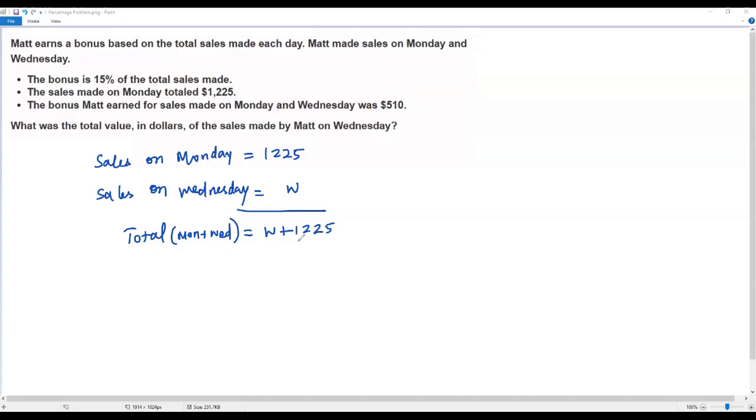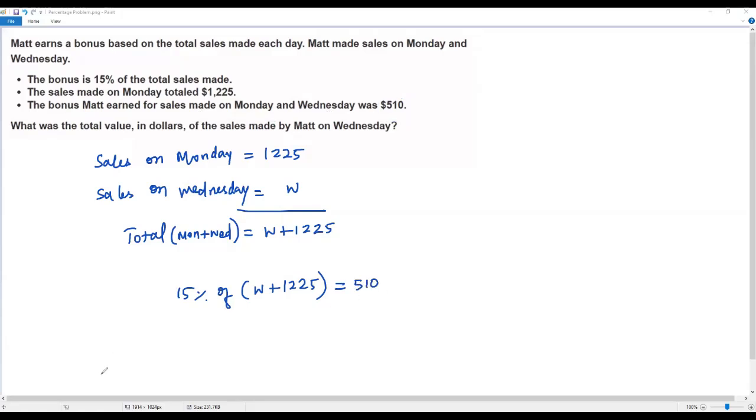Okay, already we got the total sales for Monday and Wednesday in terms of W, that is W plus 1,225. And also 15% is the bonus for the total sales. Now let's calculate the bonus Matt has on Monday and Wednesday. For that, we have to calculate 15% of the total sales, that is 15% of W plus 1,225. So this is the bonus Matt will get for the sales made on Monday and Wednesday. But this bonus is already given in the question. That is $510. So it must be equal to 510.